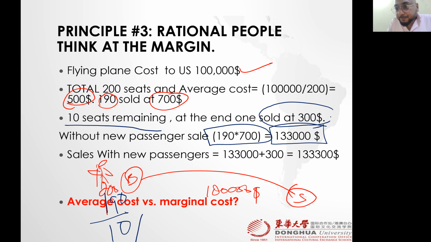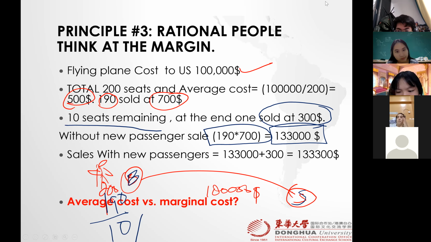A person came and said, look, I'm going to give you $300. Please take me from Beijing to Shanghai. Now, would you agree? Marco, Lancelot, Venetia. Yeah, it's cheaper than the average cost. Would you agree? Would you allow him to fly with us? Yeah. All other people are giving 700, and he's just giving 300.